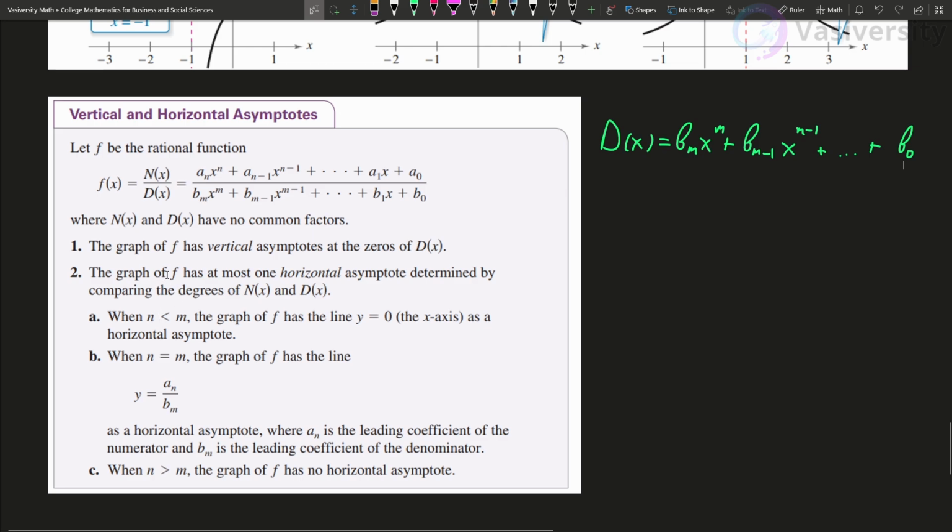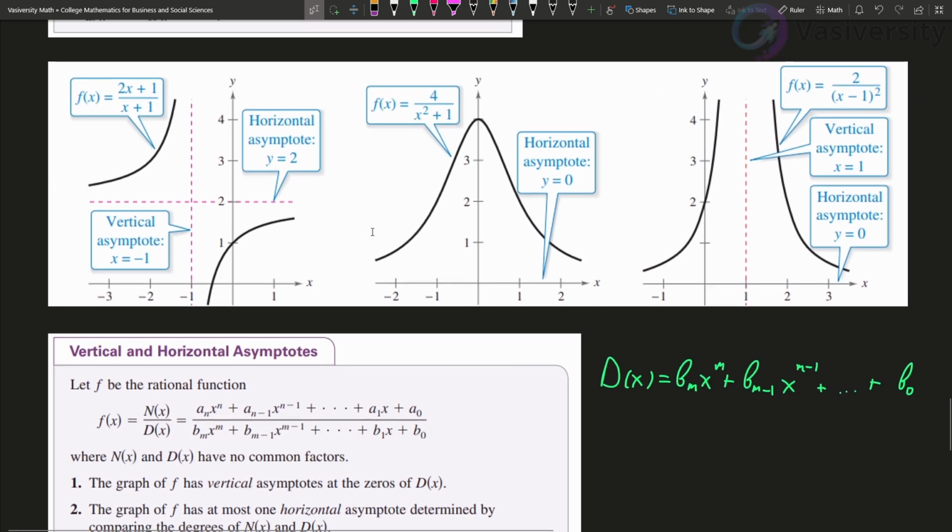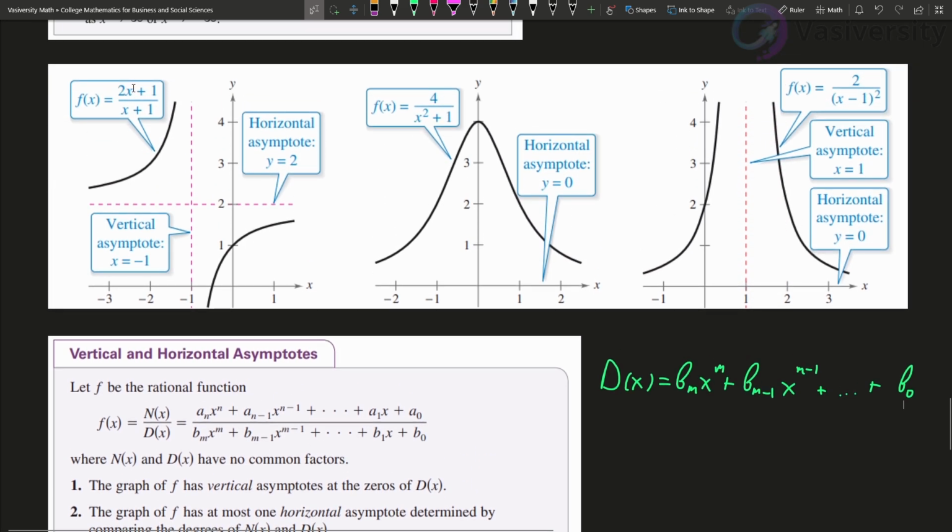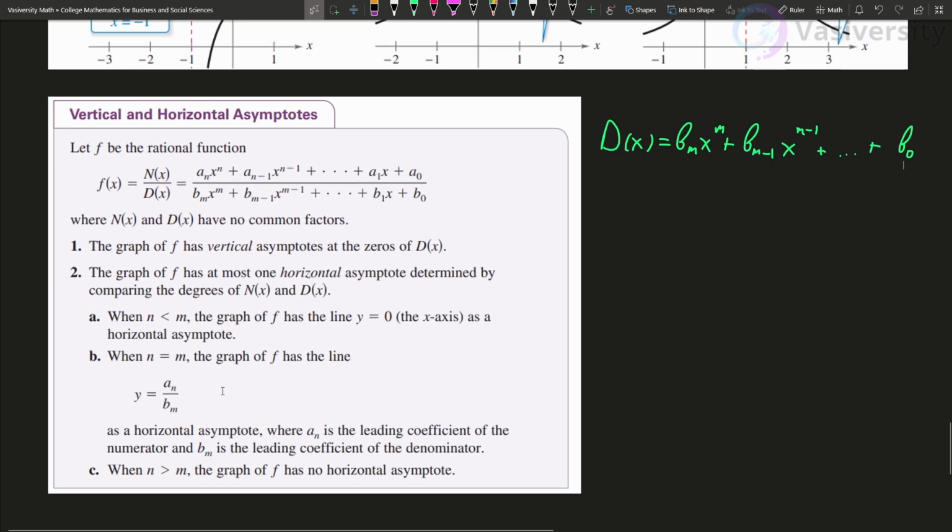The graph of f has at most one horizontal asymptote, determined by comparing the degrees n and m. So we have to compare the degrees. How would we do that? When n is equal to m, the graph of function f has the line y equals the ratio of the leading coefficients, a sub n divided by b sub n. In the previous example, that's how we found it. The leading coefficients both have power 1, so we take 2 over 1, and that's going to be 2. That's when the degrees are equal.